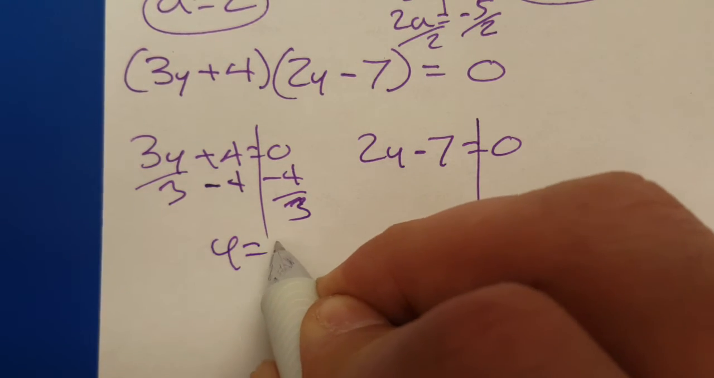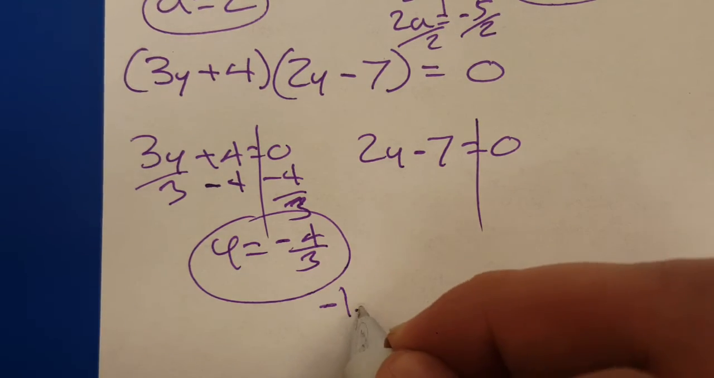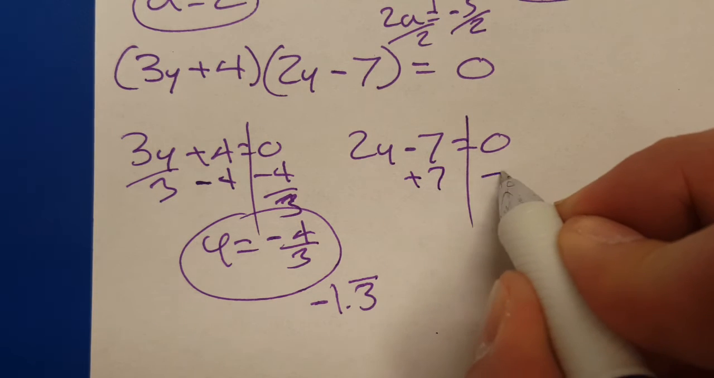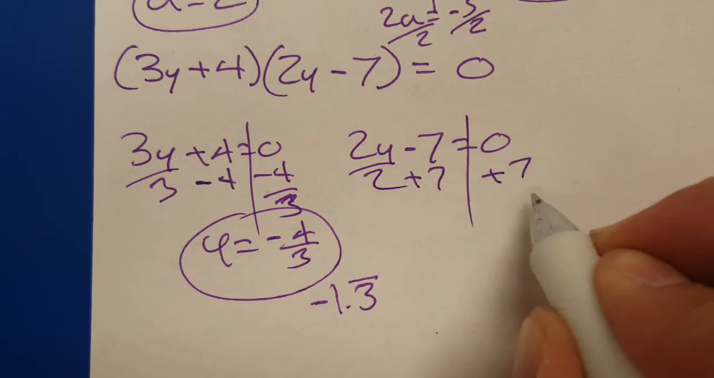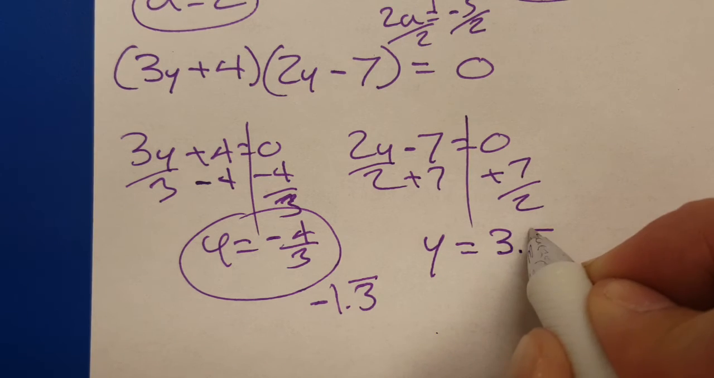Y is going to equal -4/3. It's also -1.3 repeating. And then right here, +7, +7, divide by 2, divide by 2. Y could also equal +3.5.